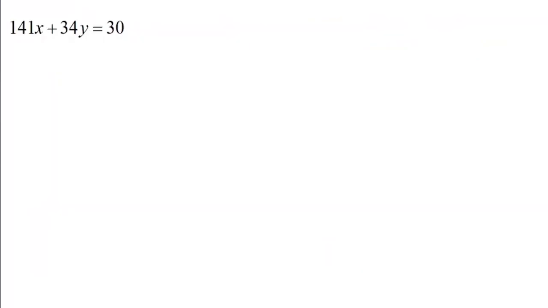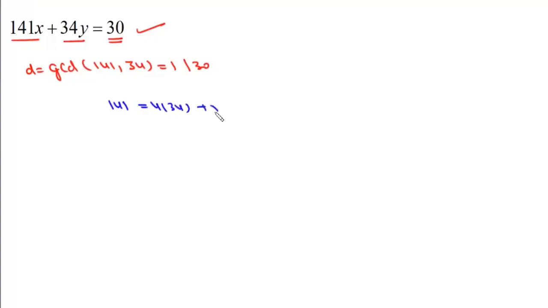Now let us take another one, which is 141x plus 34y equals 30. In this case, we find GCD of 141 and 34, and this GCD is 1. So the value of d is 1. And again, 1 divides 30. So this equation is solvable in integers. Now first we need to find x0 and y0 in order to write the general solution to this equation. For this, we'll use the Euclid division algorithm. Now we can write 141 as 4 into 34 plus 5.